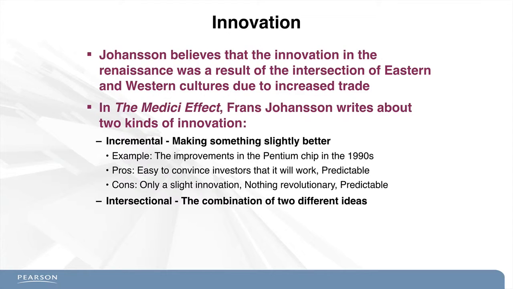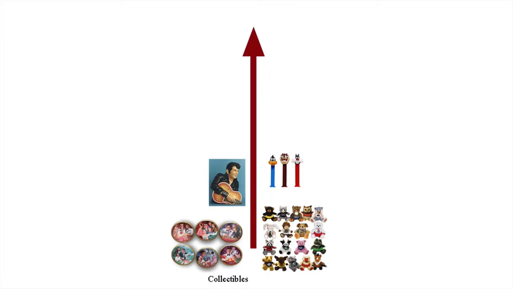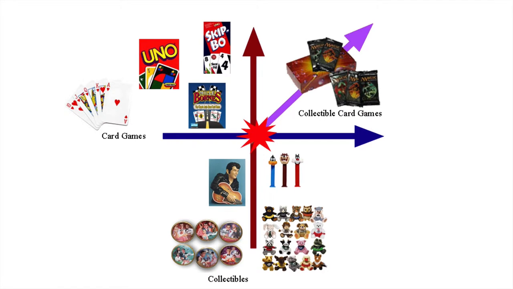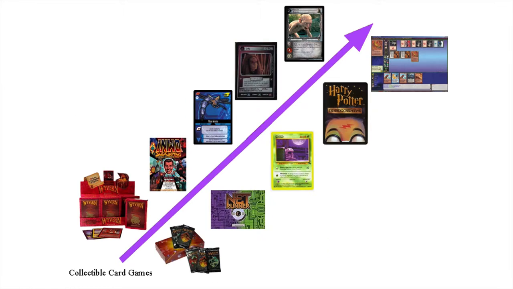The second kind of innovation is intersectional innovation. This is the combination of two different ideas. I'll give you a couple of examples. First, people like collecting things. What if we combine that idea with another idea, which is people like card games? Richard Garfield did this and created the first collectible card game, Magic: The Gathering. And this led to an explosion of other collectible card games. It was innovative enough that it actually created a whole genre of games.